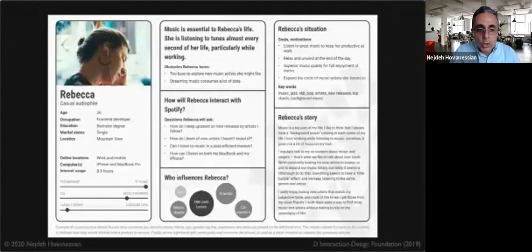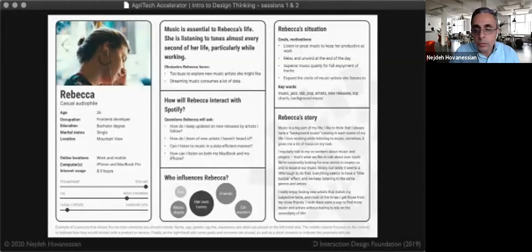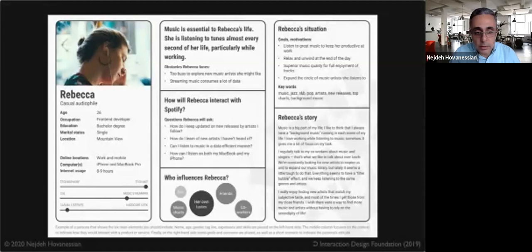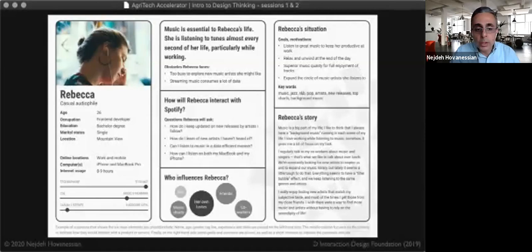The definition is the casual audiophile. You have here the age, the occupation, the education, the marital status, location, where she lives. She's single, she has a bachelor degree. Her occupation is front-end developer. Online locations, when she's working, she's online during work time or mobile time. What kind of computers will she use, iPhone or MacBook Pro?